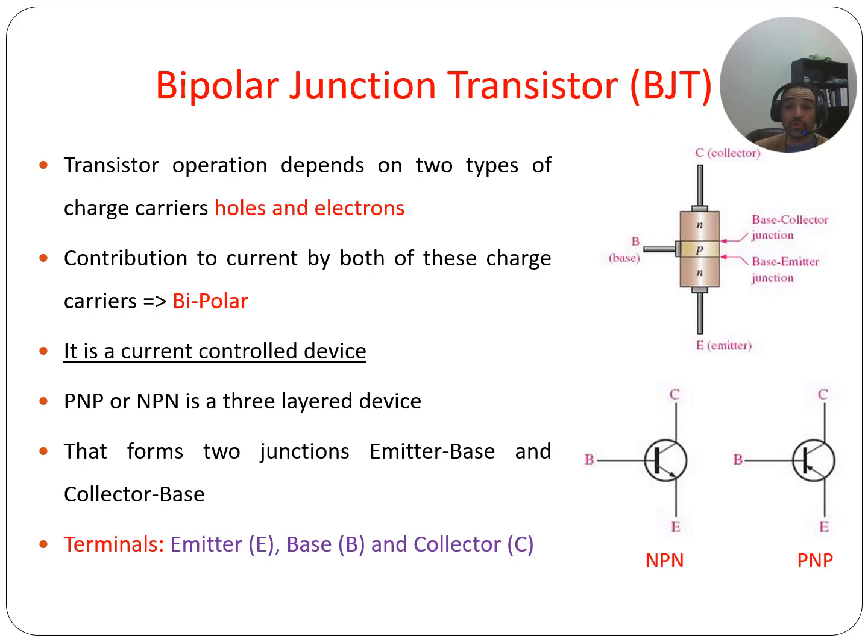They're current controlled devices. So think of a transistor as a gate that controls how much electricity flows through it. And the amount of electricity flowing through the transistor depends on a very small amount of current that controls the transistor. So we have, again, two types, PNP and NPN transistors.